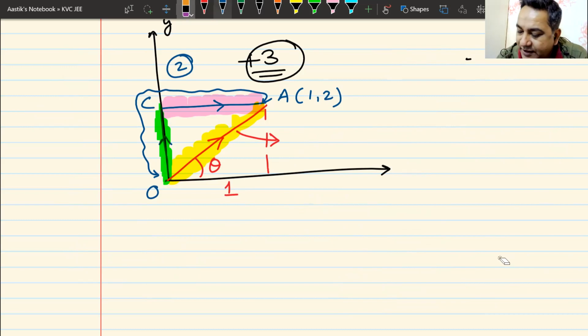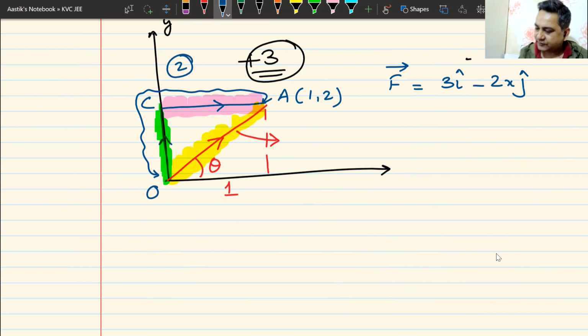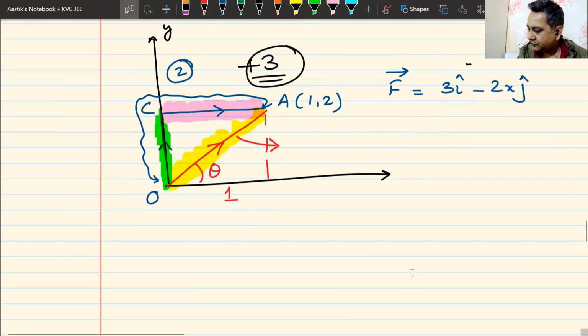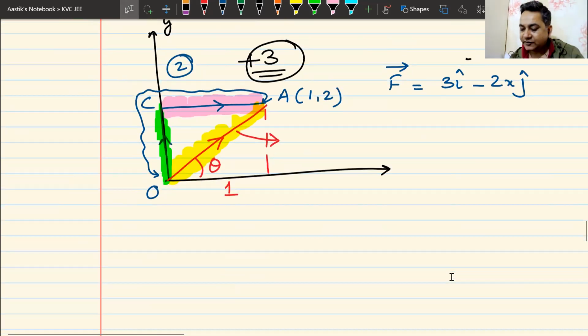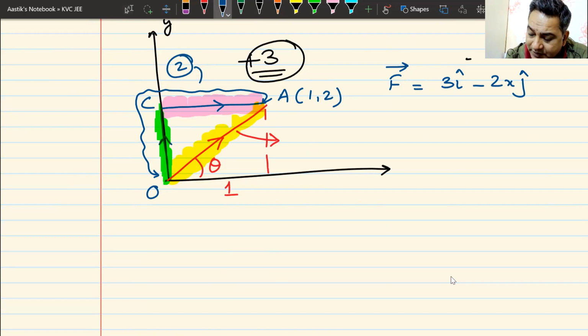The force that we have is vectorially 3i minus 2xj. Yes, that was the force. Now I have to find the work done by this force in the upper path. The upper path is part number 2. How do you find it? It's very simple. Work done by this force, we just calculate it.